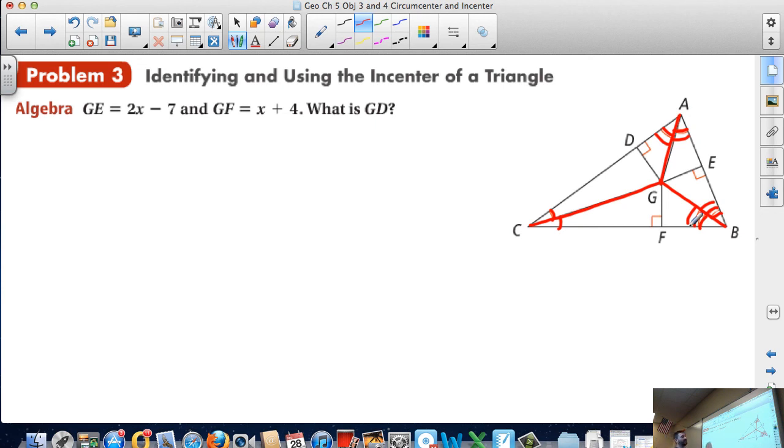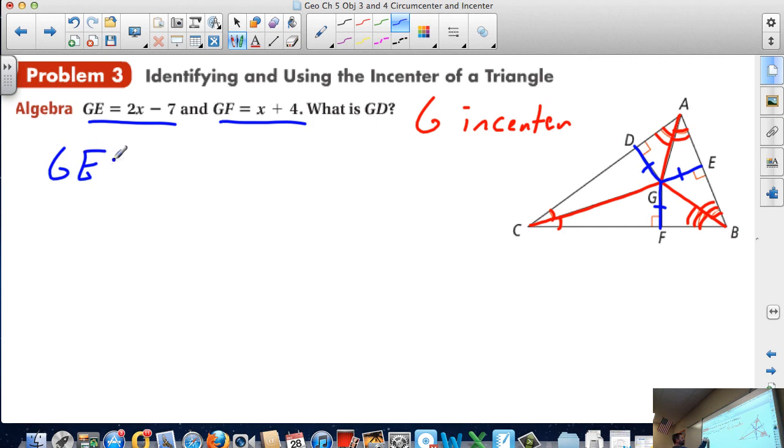So that gives us what? Well, if it's the angle bisector, it tells us that G is the incenter. Okay, meaning G is equidistant from the three sides. And we can see that those distances that are equal are GE, GF, and GD. These three things all have to have the same length. So they tell us that GE is 2x minus 7 and GF is x plus 4. But remember, GE equals GF, which equals GD. Okay, and we want to find the length of GD.